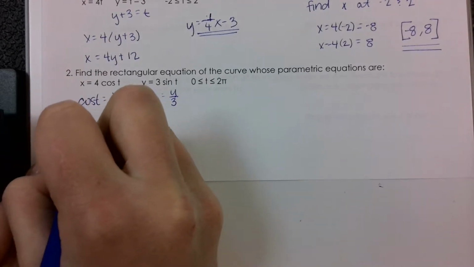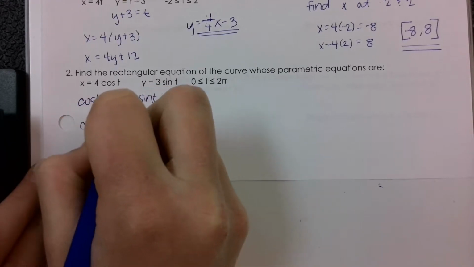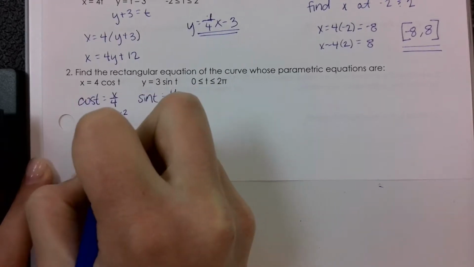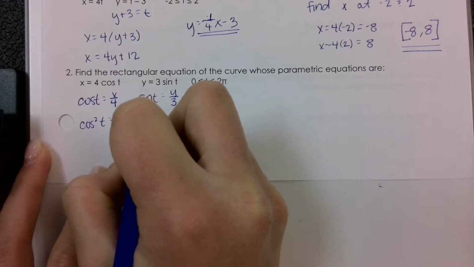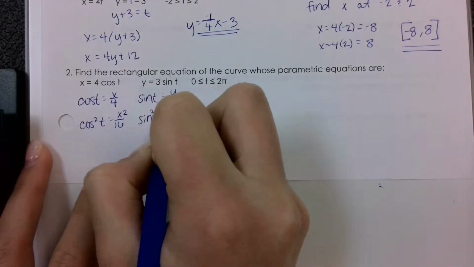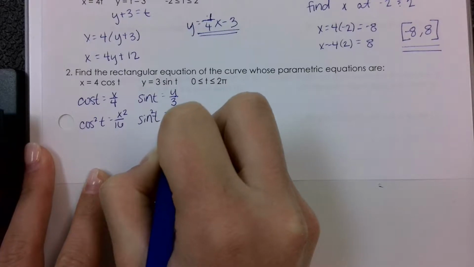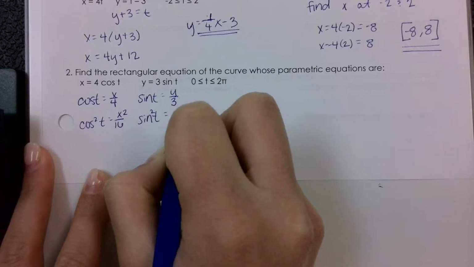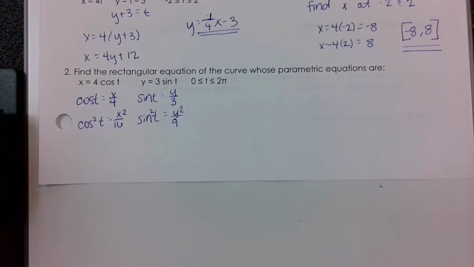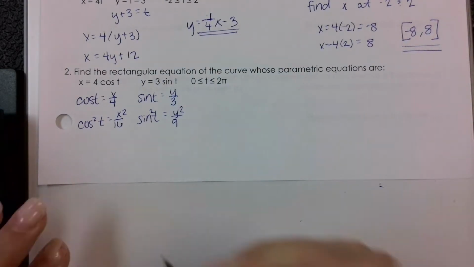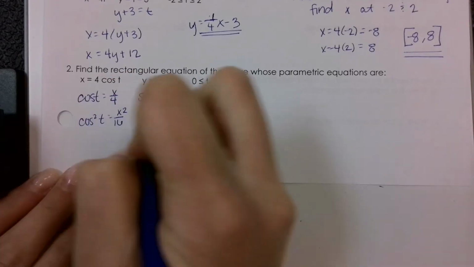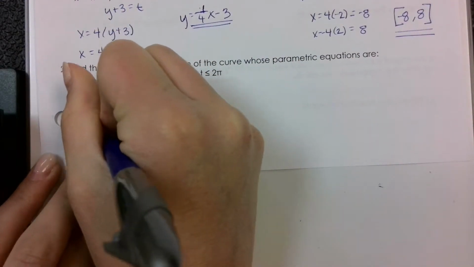So we'll say that cosine squared of t equals x squared over 16. Then sine squared of t is going to equal y squared over 9. And we said we would do sine squared plus cosine squared equals 1. We're using that identity, so I'm going to write that here so we know where this is coming from.